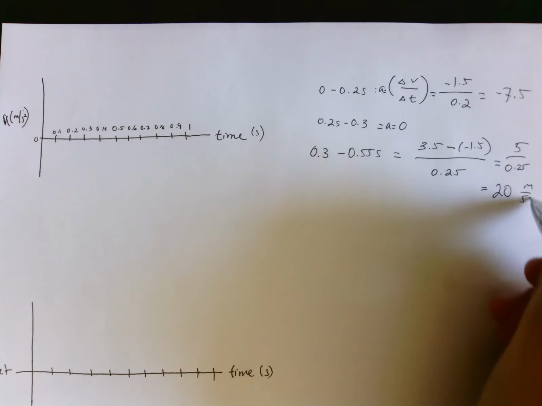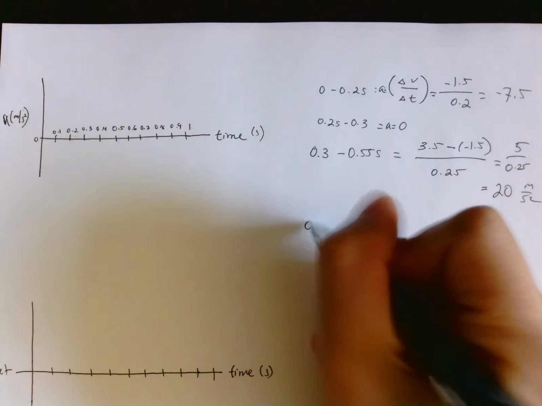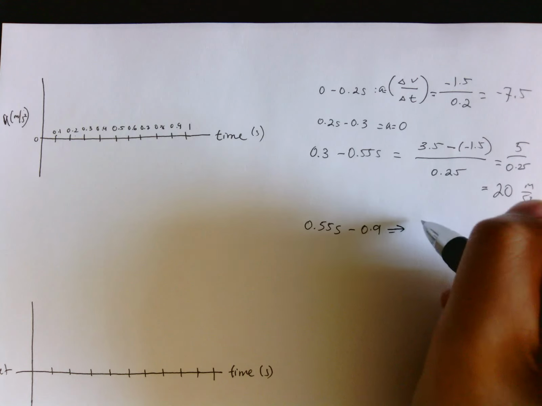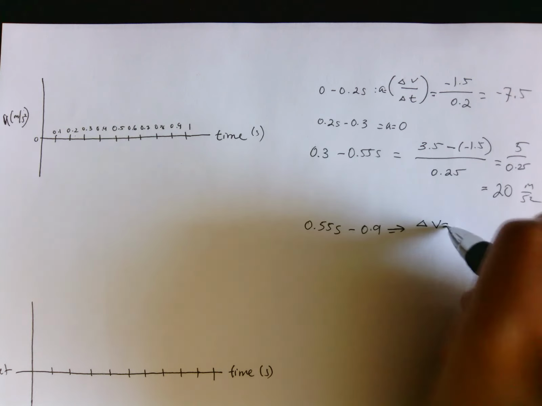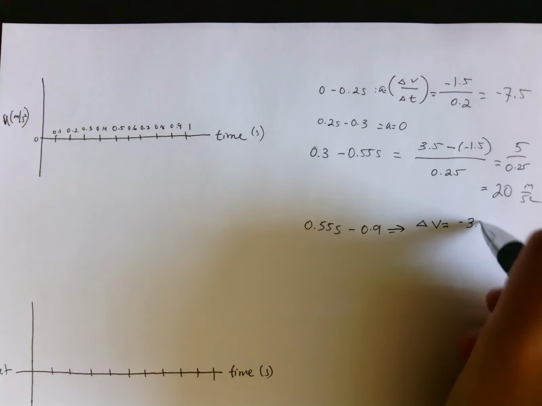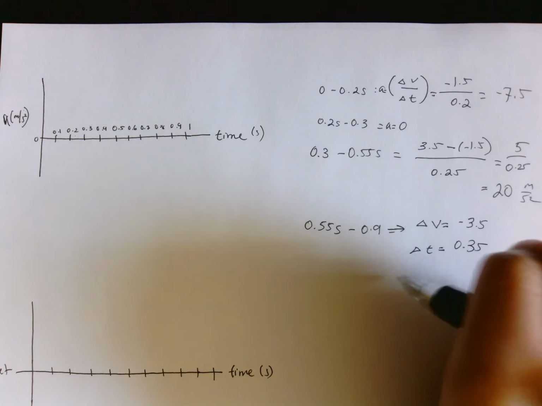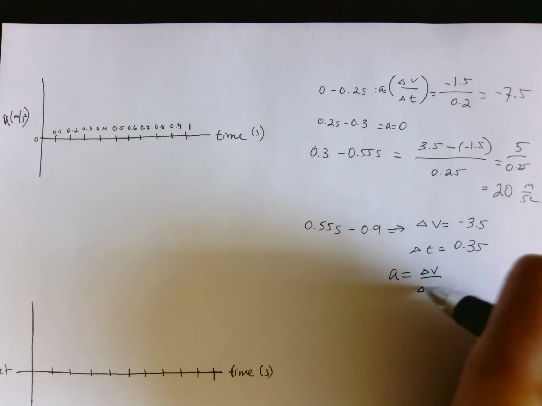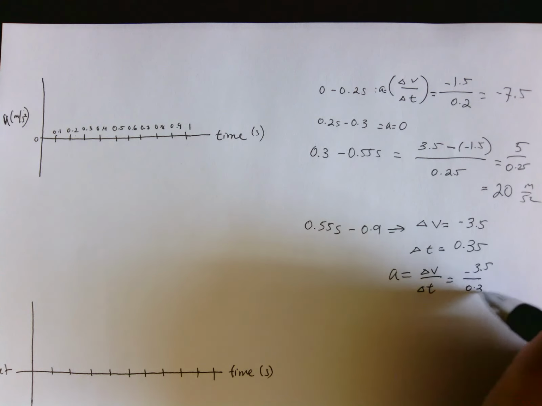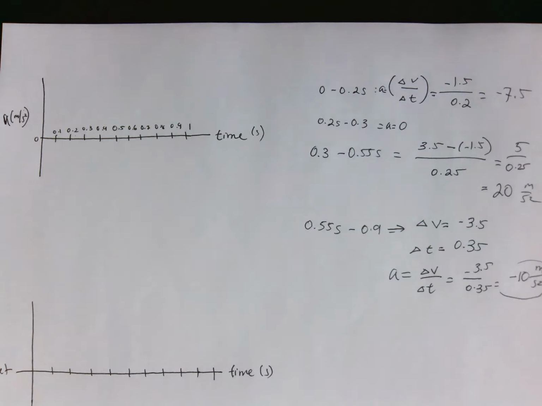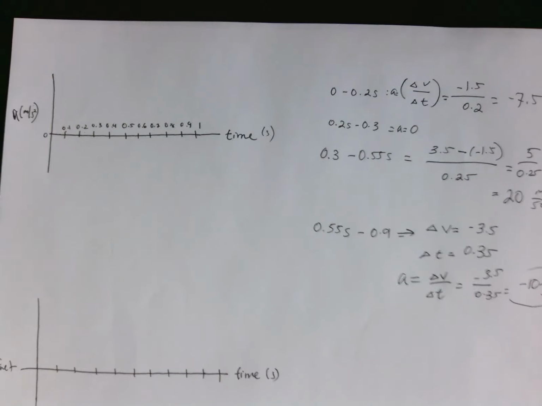meters per second squared. And then the final period we look at is 0.55 seconds to 0.9 seconds. We know that delta v is negative 3.5 and delta t is 0.35. So a is equal to delta v over delta t, which is equal to negative 3.5 over 0.35, which is equal to negative 10 meters per second squared. So now we can go to the actual graph where we will plot this.